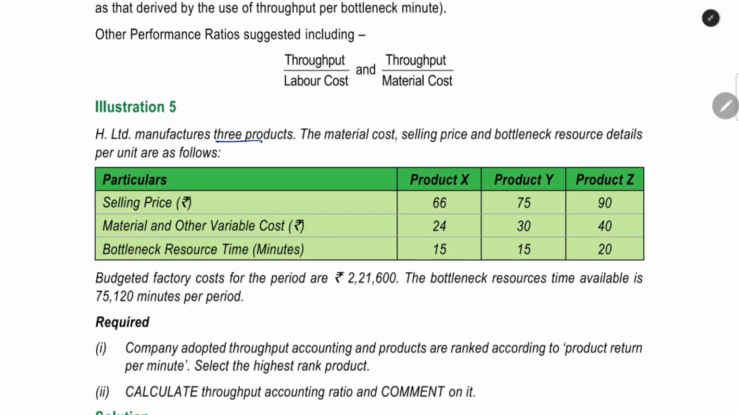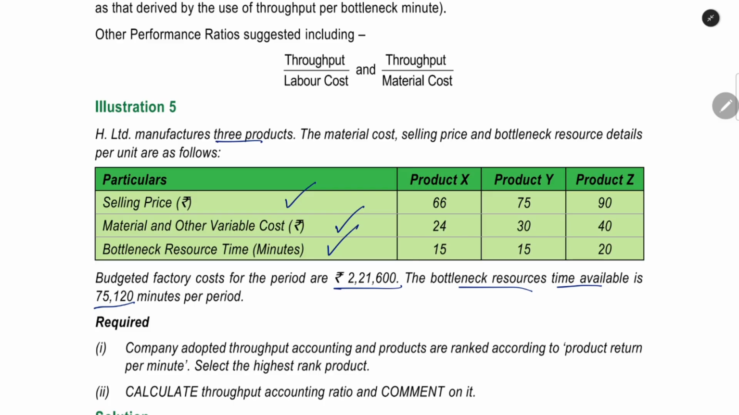The company manufactures 3 products. The material cost, selling price and bottleneck resource details per unit are given as follows. Selling price they have given for 3 products. Material cost also for 3 products. Bottleneck resource also for 3 products. The factory cost total is 221,600 rupees. The bottleneck resource's time is 75,120 minutes.